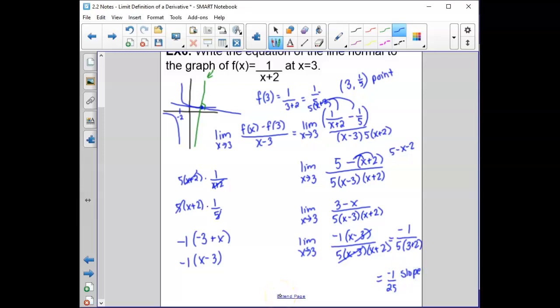So now that I've got these two things, I'm just one step away. I just need to do y equals my slope, which is negative 1 over 25, times x minus x1, which is 3, plus y1, which is 1/5. And I'm just going to leave my answer like this. I'm not going to mess with it anymore.